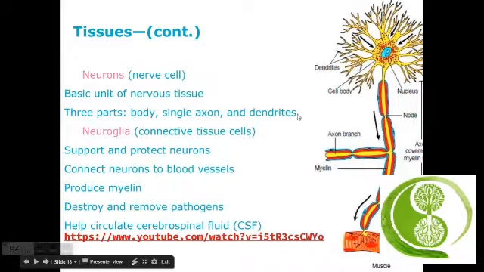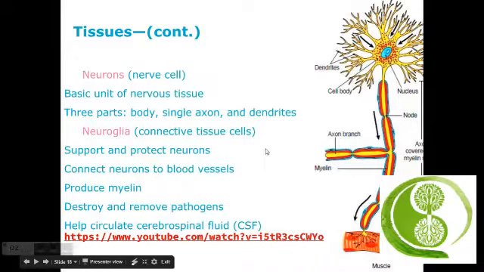And then there's three parts to the nerve cell. There's the axon, which is the long, slender tail. The dendrites, which are like the tree branch-looking parts of the cell. And then the body. The body is the rounded structure that contains the nucleus within it.